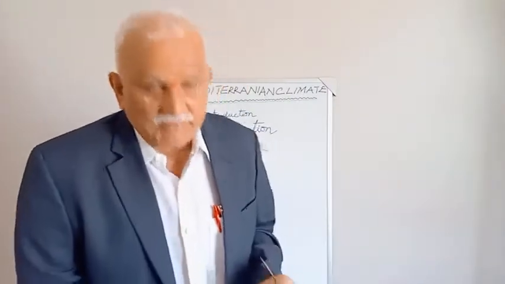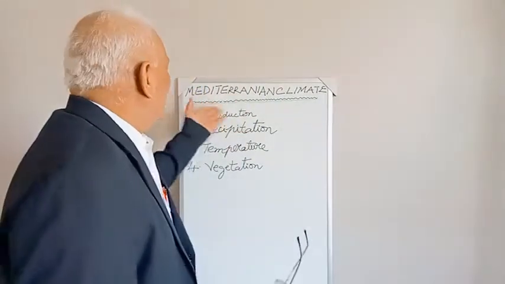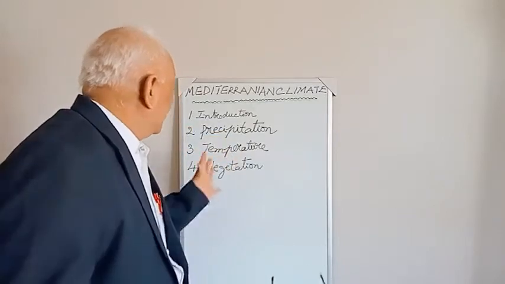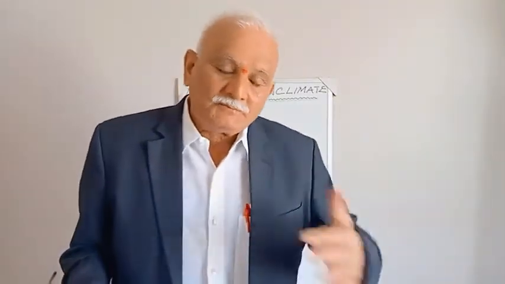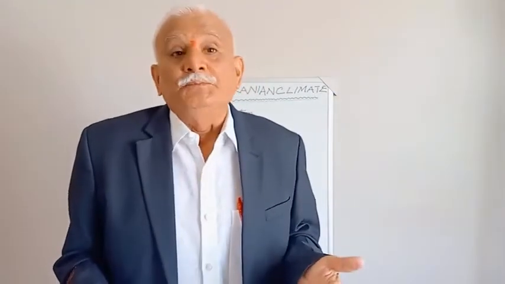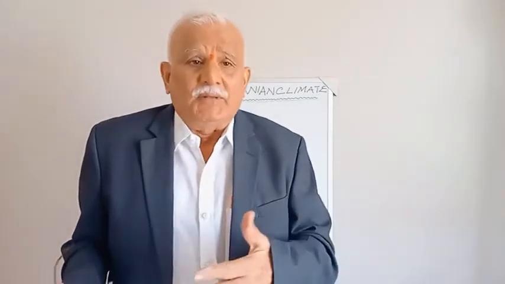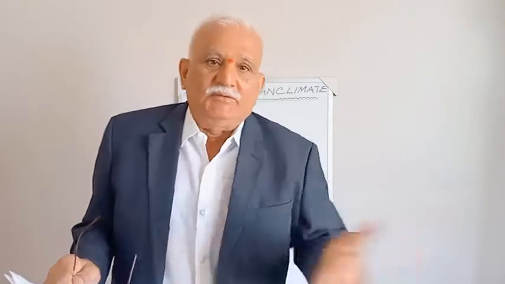From here, we try to understand the characteristic features of Mediterranean climate: how precipitation, how temperature, how vegetation. Just to give you an idea, there is a Mediterranean basin on both sides of the equator. See Jerusalem, Cyprus, both sides of the equator they are there.